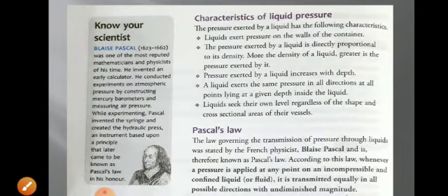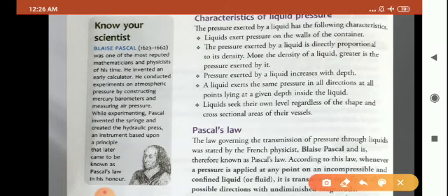Now coming to the characteristics of liquid pressure. Now what are the characteristics of liquid pressure? These are very important also children, so listen carefully, okay. The pressure exerted by a liquid has the following characteristics. Now whenever a liquid exerts pressure, you came to know that when a liquid is placed in any container, we come to know that the liquid exerts pressure. So what are the characteristics of liquid pressure?